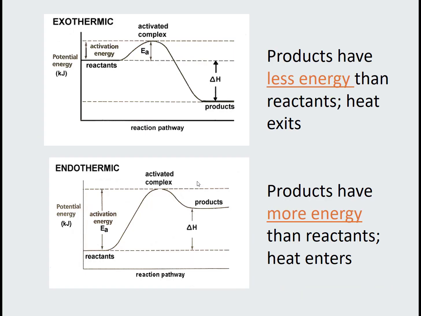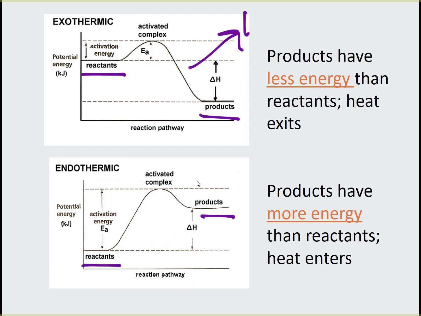You should be familiar with these potential energy diagrams. You should be able to draw them. You should be able to identify where the reactants are and where the products are on each one of these. And you should be able to look at the graph and determine if it's an exothermic or an endothermic reaction. In an exothermic reaction, the products have less energy than the reactants. As a result, the heat will leave that reaction.